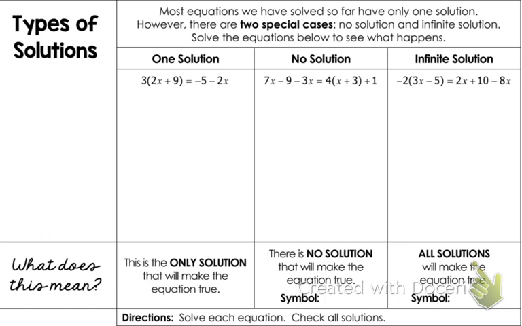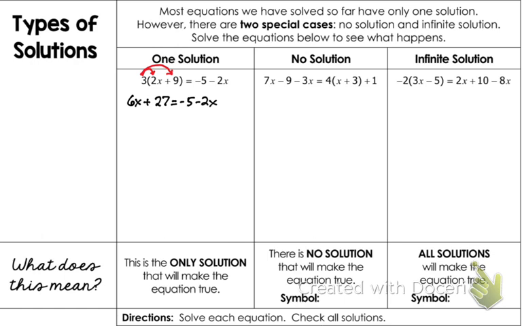So, one solution. It'll look exactly like we've done before. We come up with x equals some number. Okay, so that's what one solution should look like. So we're going to distribute this 3. Hey guys, take the time to draw your arrows. 3 goes to the 2. 3 times 2 is 6x. Plus 3 times 7, 3 times 9, I can do, is 27, equals negative 5 minus 2x.